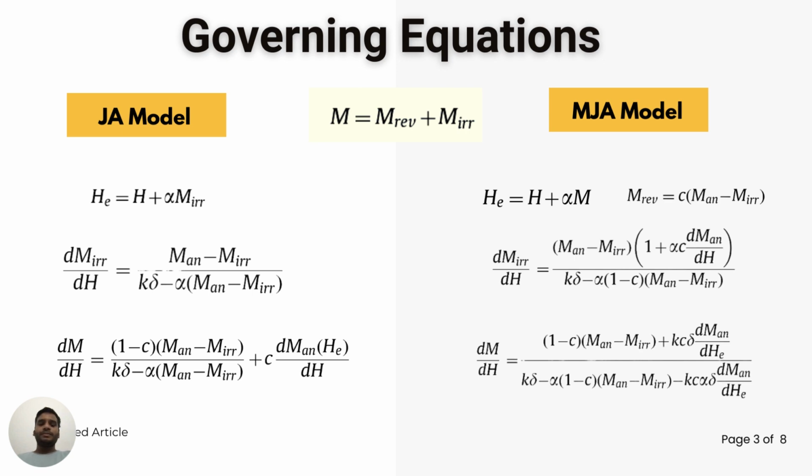If we see the basic difference in these two: in the differential susceptibility equations, dM irreversible upon dH and dM upon dH, if we take c equal to 0, the Modified Jiles Atherton model will be like the Jiles Atherton model. So this is the basic difference: at c equal to 0 the Modified Jiles Atherton model is converted to the Jiles Atherton model.